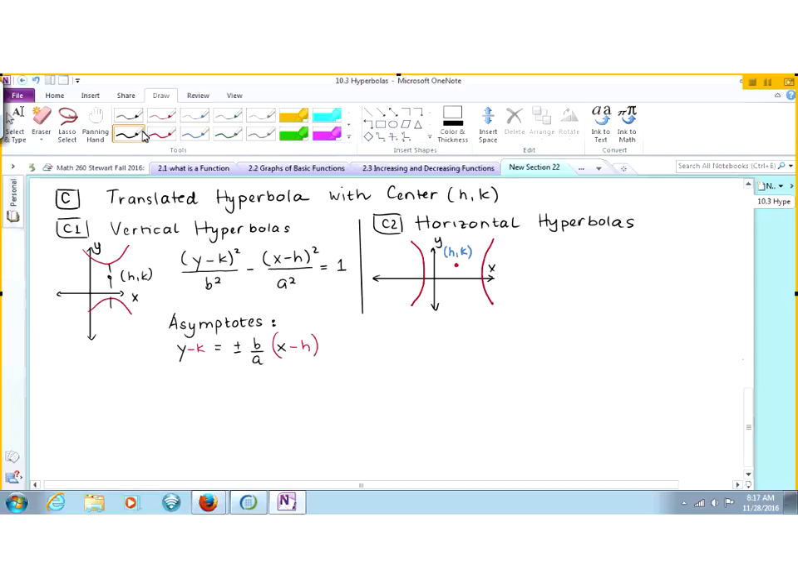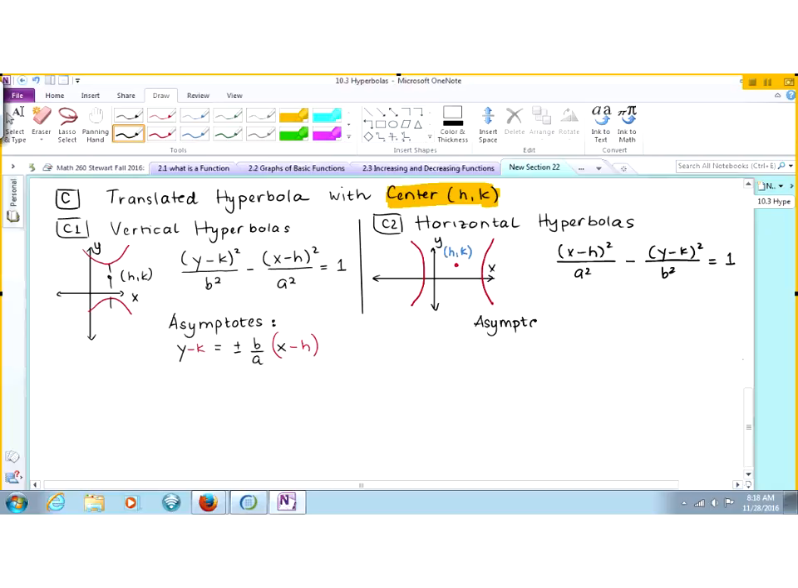Okay. What do you think the equation will be? How would it be different from my vertical one? So X minus H squared over A squared, minus Y minus K squared over B squared is equal to 1. If I change this sign to plus, then we will have an ellipse. Yes.